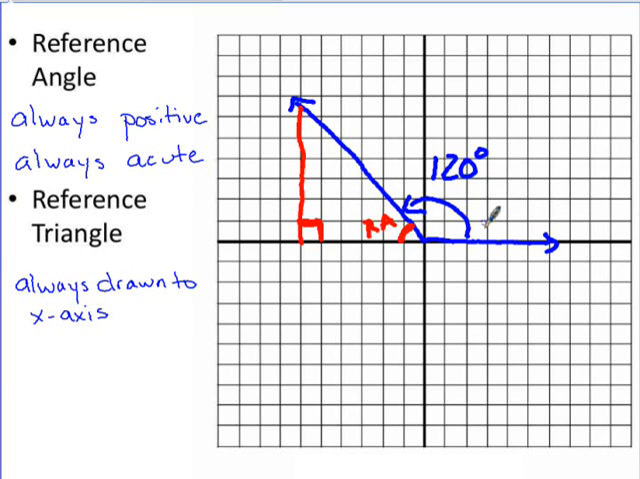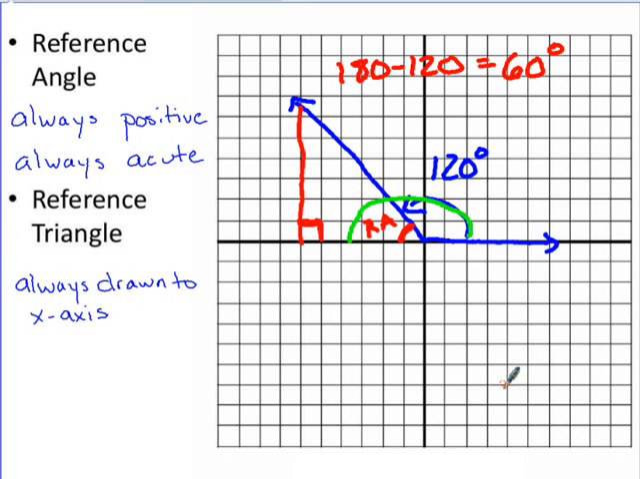Alright, and it's the difference between 180, because that would be a straight line. Right? If I went from here all the way down, that would be 180. And so the reference angle would be the difference between 180 and 120. Alright, so I would have a reference angle of 60 degrees.